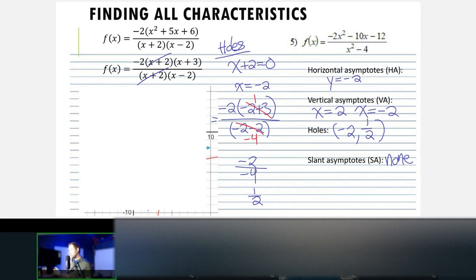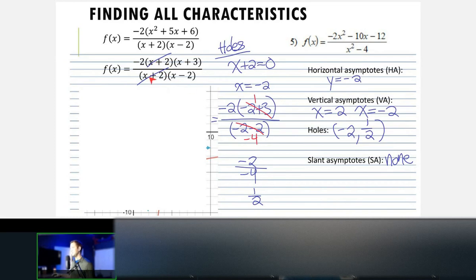So remember, holes are coordinates. And I'm pretty sure that if you were to take the original and plug in negative 2 into the original, at least it should give you the right answer. I don't think it's going to, it might say divide by 0 just because we haven't canceled those out. I really don't know. I guess it depends on the calculator and how it crunches those numbers. But this is the safe way to do it.